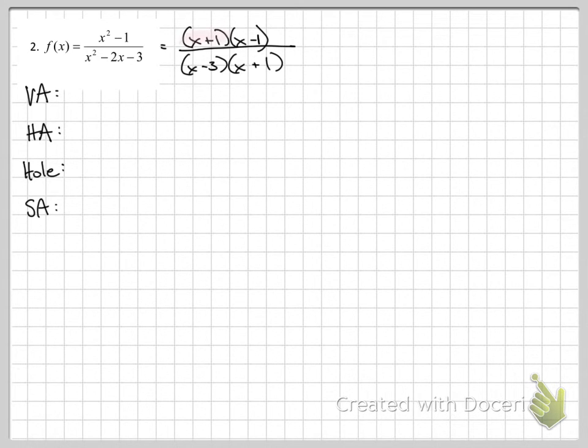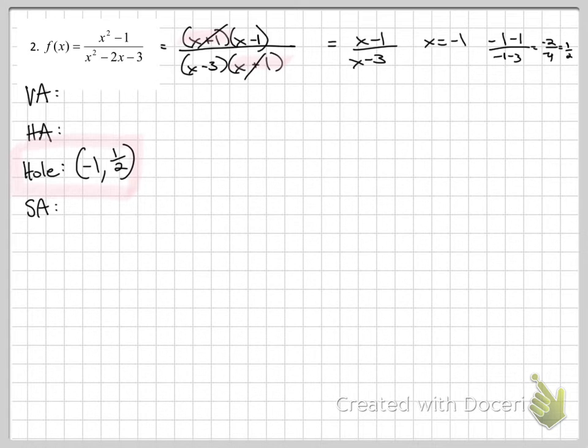First thing I notice is that I have an x plus 1 over an x plus 1. That's going to give me a hole. Zero product property is going to give me -1 for the x value, but remember it's a hole, so we have to find a point, so we have to finish it. So if I cross those out now, my equation is x minus 1 over x minus 3. I know x equals -1 from zero product property of the crossed out factors, so plug it in, -1 minus 1 over -1 minus 3. -2 over -4, simplify that, 1/2. -1 comma 1/2 is my hole.